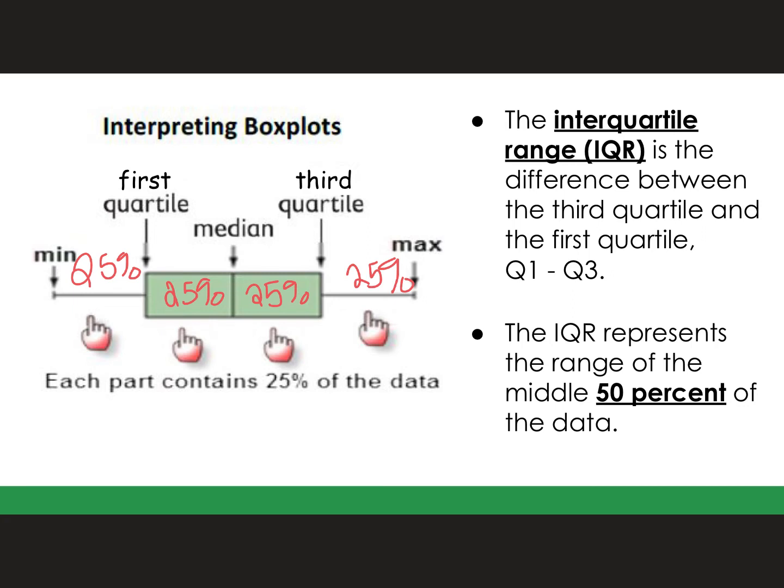We have quartiles. The interquartile range is the difference between the 3rd quartile and the 1st quartile. The interquartile range represents 50% of the data. So this is 50% of our data. The ends are our max and our min.